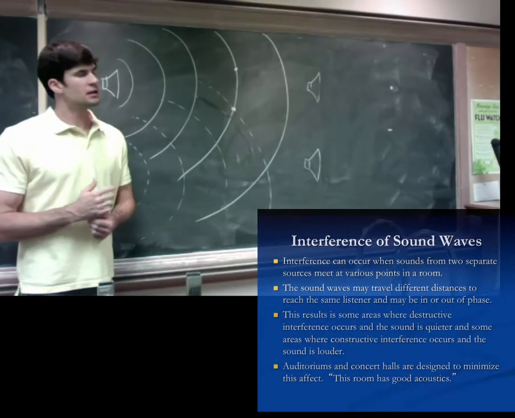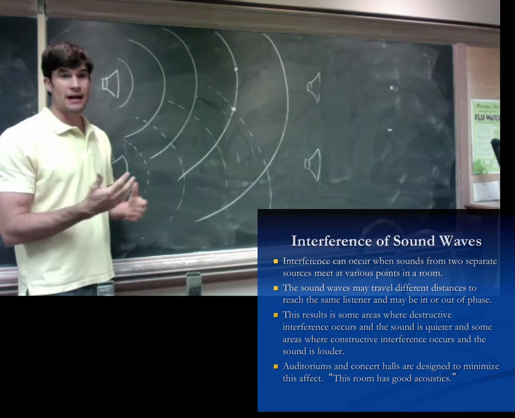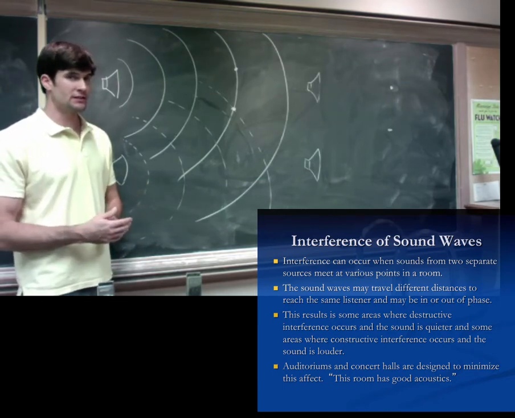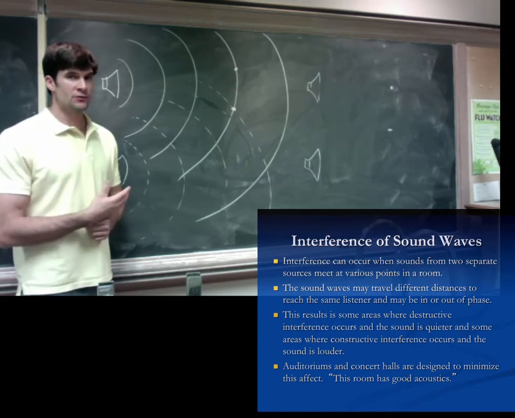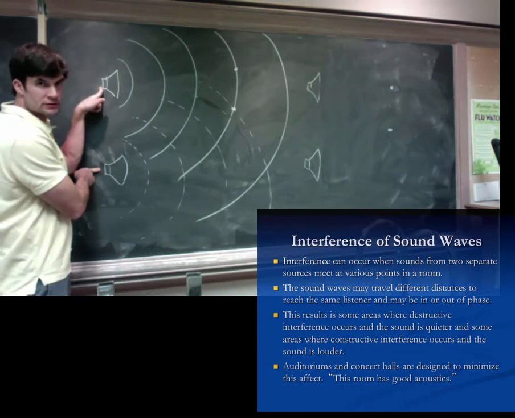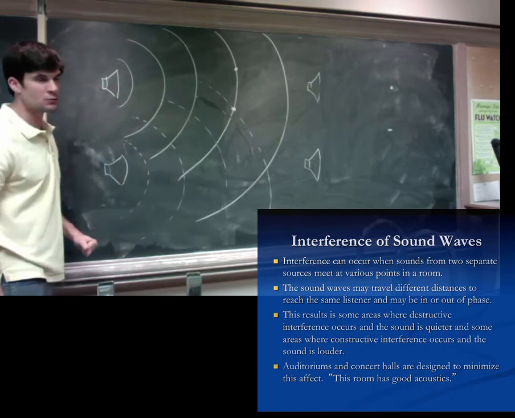All right, now we're going to look at another example of what can happen when sound waves combine. Remember, we call it interference when more than one wave is existing in the same place at the same time. One example of interference with sound waves is when you have sound coming from two separate sources and they overlap and meet at various points in the room.